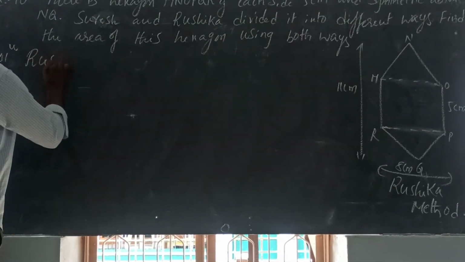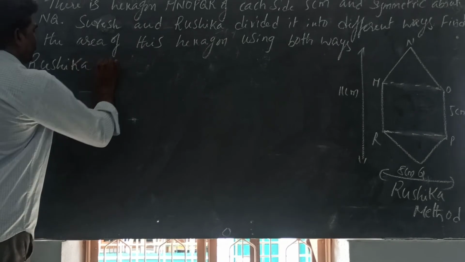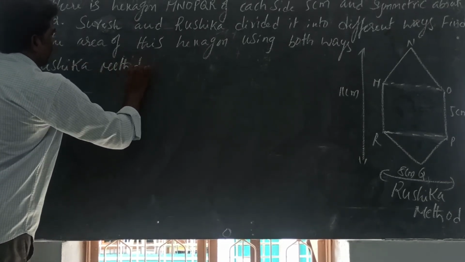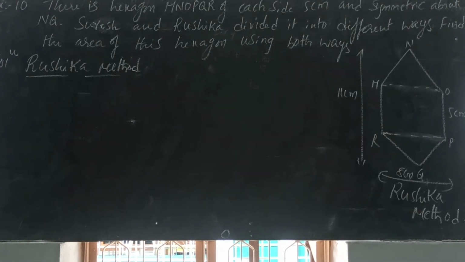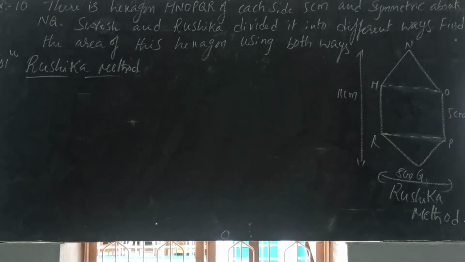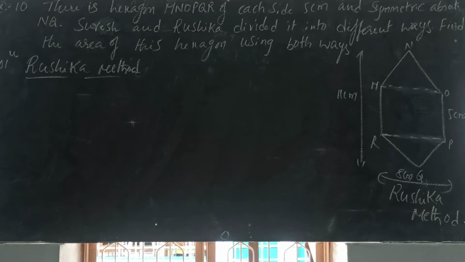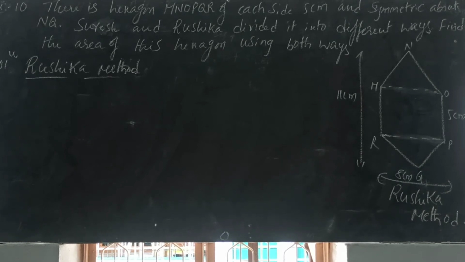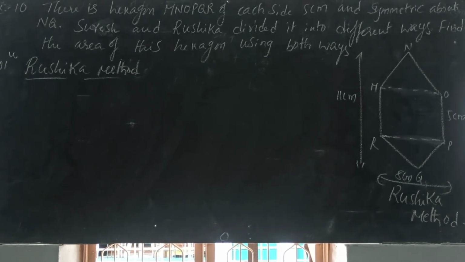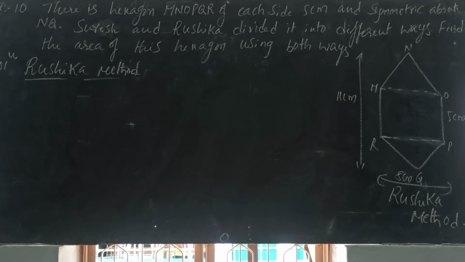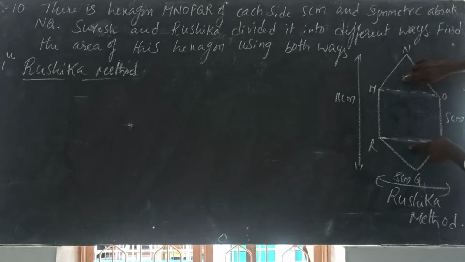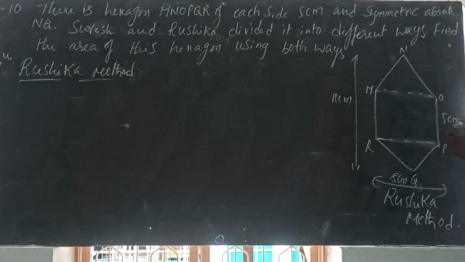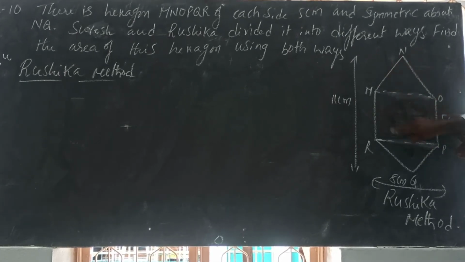Rusika's method. How does she do that? She constructs the lines MO and RP. When you construct the two lines, the hexagon is divided into three parts. One is a rectangle, and the other two are triangles. So here these two are triangles, and this is a rectangle. Each side is how much? 5, 5, 5, 5, 5.